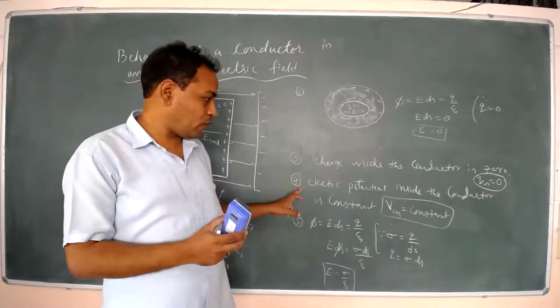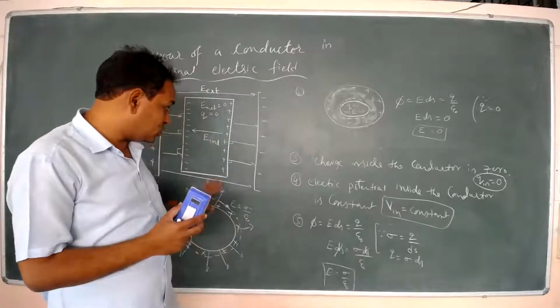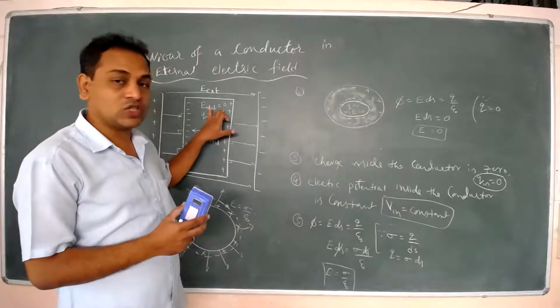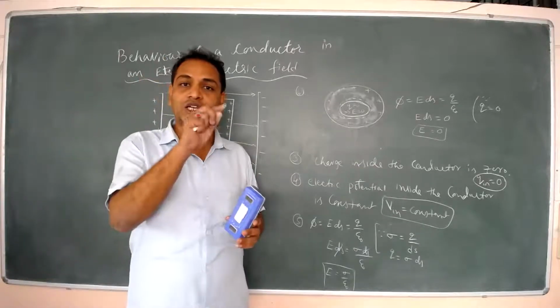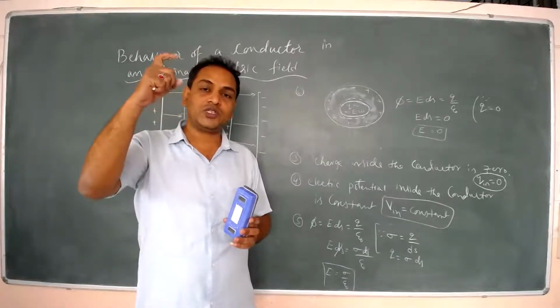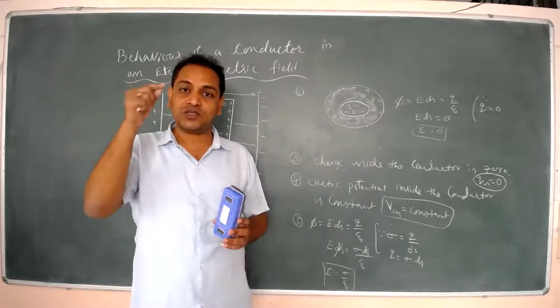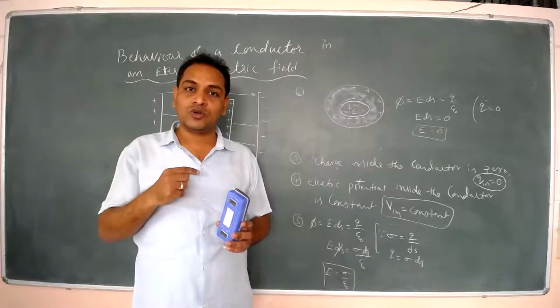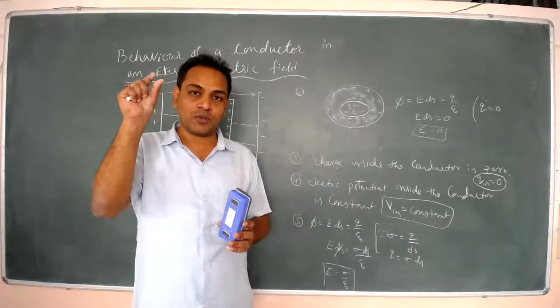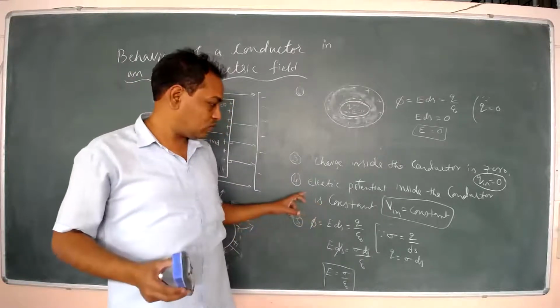Similarly, the fourth point. It is quite clear that the electric potential inside the conductor will be constant. How is it constant? Because inside this conductor, the electric field is zero. Electric field is nothing but the potential gradient, E is equal to dV by dx. When E is zero, that means dV by dx is also zero. So the differentiation of potential is zero, meaning the potential is constant. So this is the fourth point.